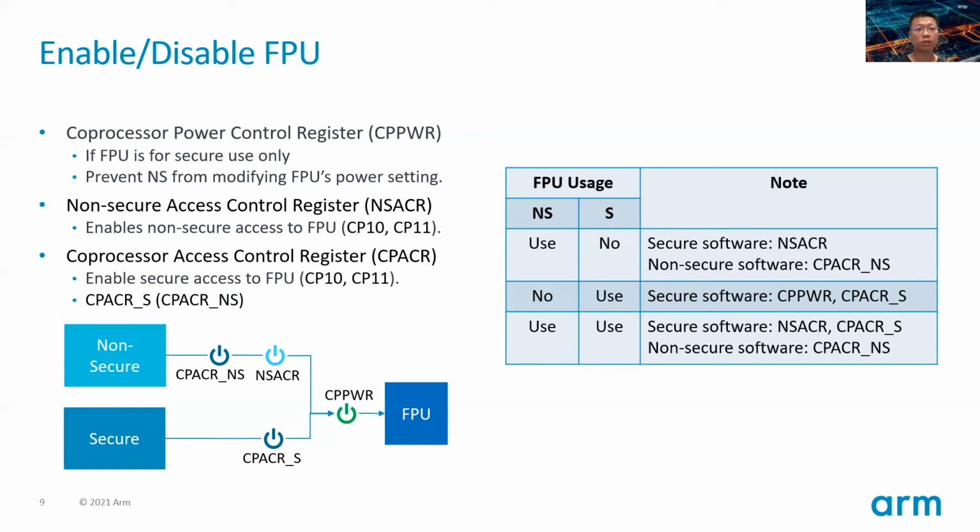If FPU is used by the secure side only, the secure software needs to configure the coprocessor power control register to prevent the non-secure side from modifying FPU's power supply, and then configure the coprocessor access control register. If FPU is used by both the non-secure side and secure side, the secure software needs to configure the non-secure access control register and coprocessor access control register. Then the non-secure software will control the coprocessor access control register from the non-secure side.